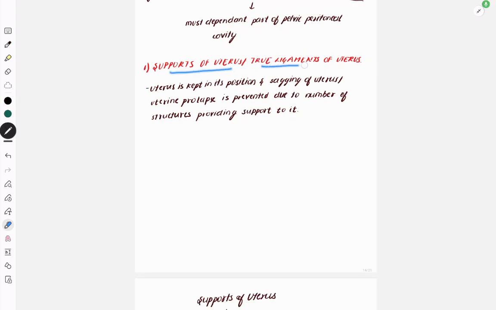Supports of uterus, or the true ligaments of uterus. Now there are certain structures which provide support to the uterus, and these structures prevent the uterus from sagging down, or they prevent uterine prolapse, and together they help to keep the uterus in its normal position, that is the anteverted and anteflexed position. These structures together are called the supports of uterus.